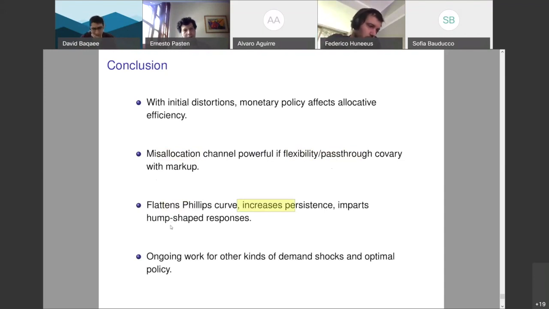And then the thing we're working on now is trying to take this kind of analysis to other kinds of demand shocks. I think there's nothing special about monetary policy per se. You could think about fiscal policy, you could think about exchange rate shocks. They probably could have similar effects. And also to try to understand what all of this implies for the conduct of optimal policy, which is something that we haven't touched in this paper, but we would like to be able to understand better. Okay, and that's all I have. Thanks a lot.